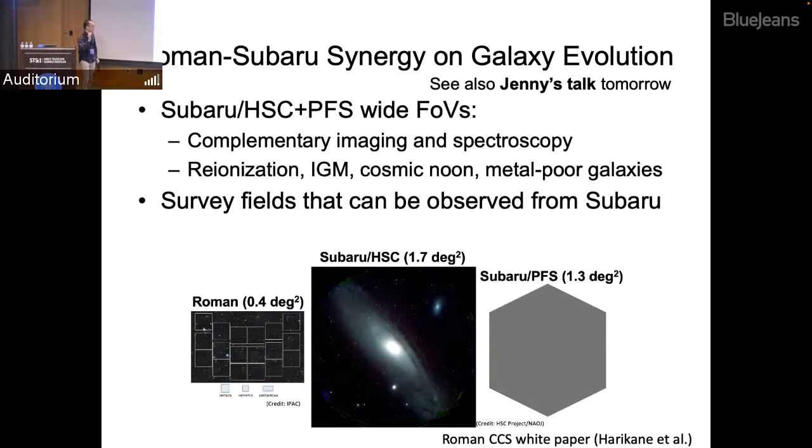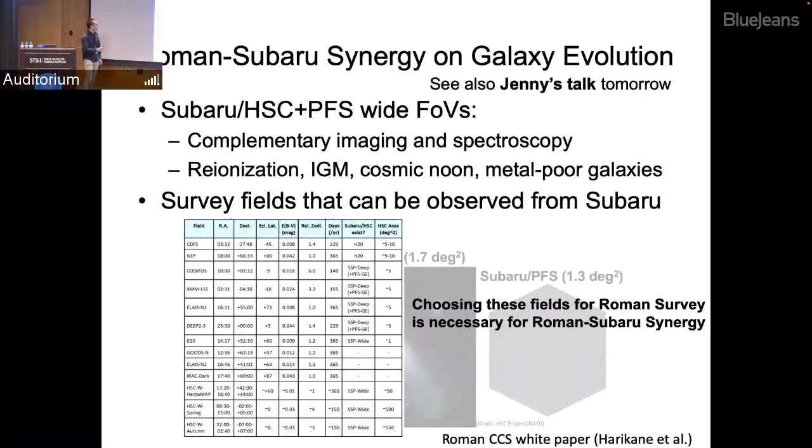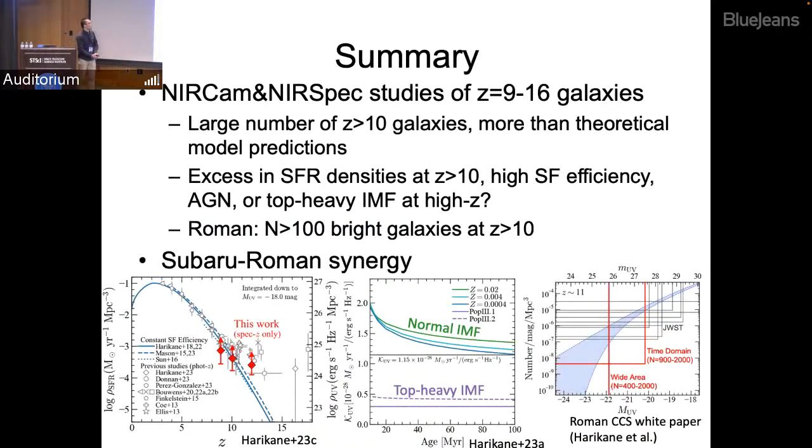So if we go to relatively lower redshift, then Subaru and Roman have a very excellent synergy in observing and investigating galaxy evolution. This is because the Subaru HSC and PFS imaging and spectroscopic instruments have a wide field of view, which is in excellent synergy with the wide field of view instrument of Roman. And if we want to realize this kind of Subaru-Roman synergetic observation, choosing survey fields that can be observed with Subaru is very important. Okay, so this is a summary of my talk.